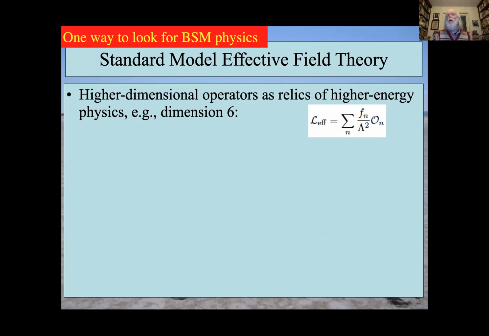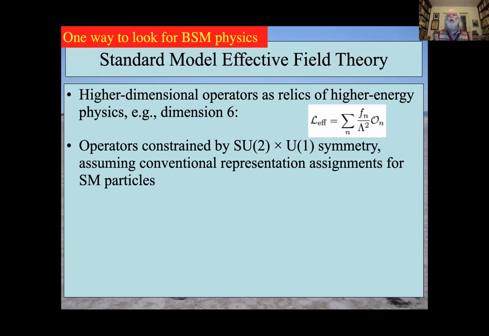So, can we follow the same road again? One possible way to look for beyond the standard model physics is what is called the standard model effective field theory. You write down higher dimensional operators composed of standard model fields, starting off with dimension 6, if you're interested in collider physics.